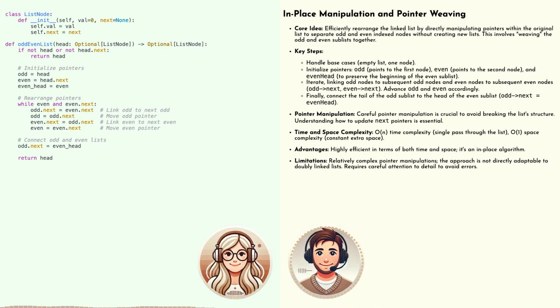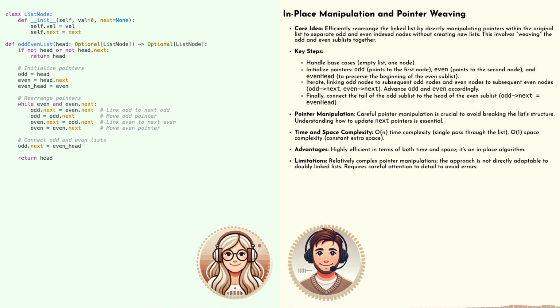That's the final step in our choreography. Think about how you can connect the tail of the odd sublist to the head of the even sublist. Okay, so if we have a pointer tracking the last node of the odd sublist, we can simply make it point to the first node of the even sublist. Yes. That would effectively merge the two chains. You've got it. And with that, our linked list is rearranged according to our odd-even criteria, all done in place.